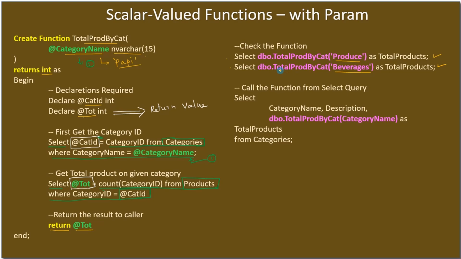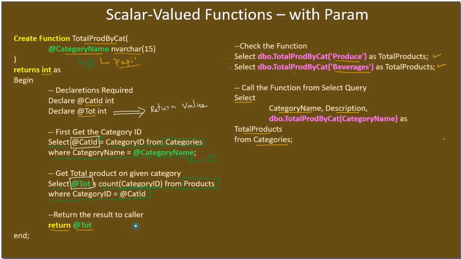So we already saw that in the previous video, so I don't want to repeat that here. Now here we call the function from a select query. So here we are directly testing the function. This time if you see, select category name, description, dbo.TotalProdByCategory(product name) as total product. That means here we are making a call to the function from categories, right?